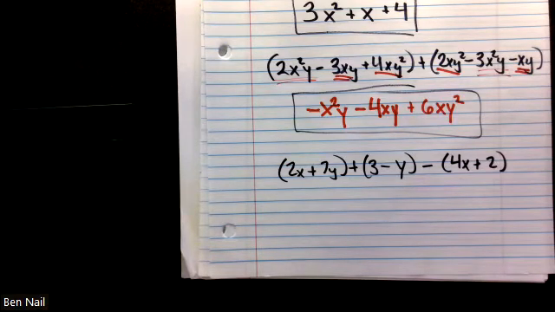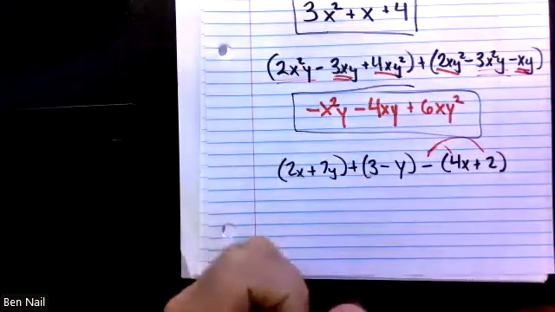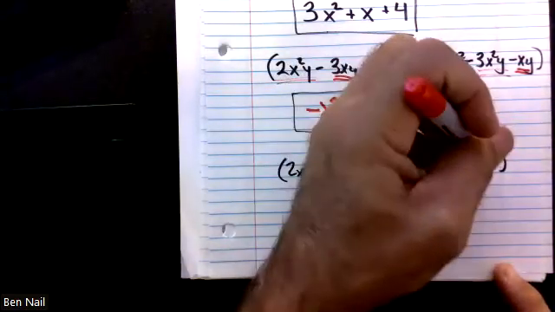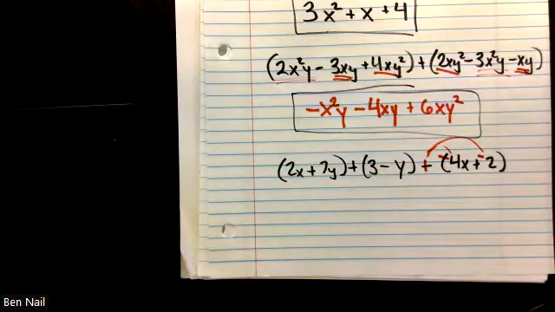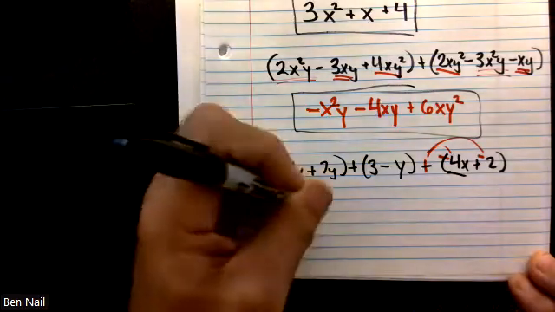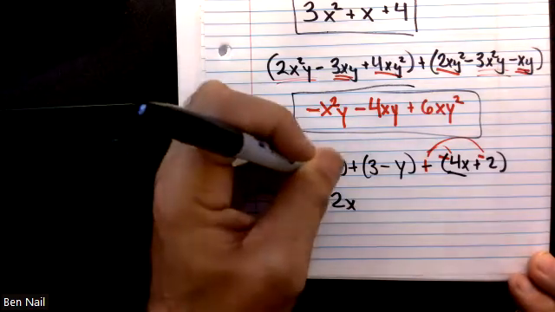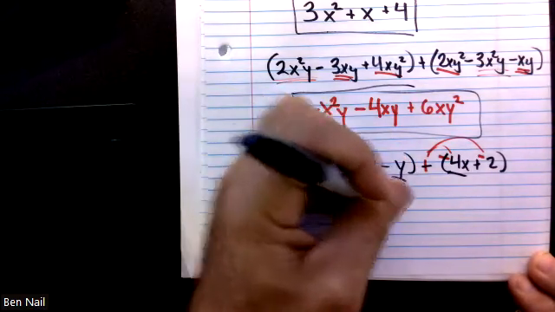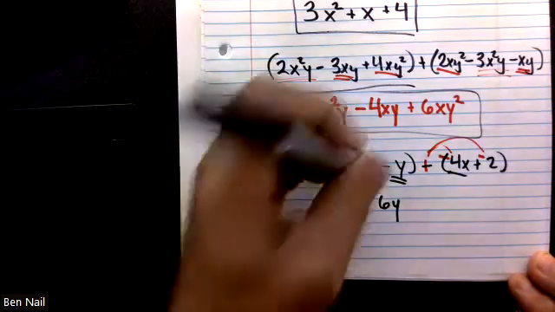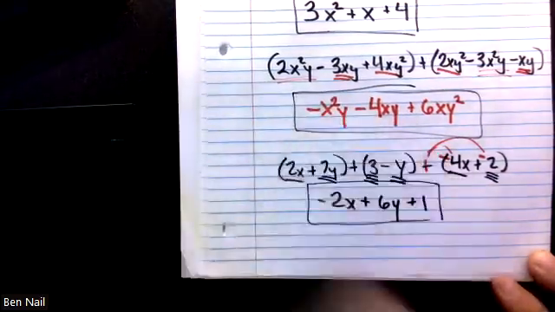So when you have a negative out in front of a polynomial, you distribute that negative. So this becomes adding a negative 4 and a negative 2. From there again, combine like terms, make sure you're combining stuff that is the same. So 2x plus negative 4x is negative 2x. 7y plus negative 1y is 6y. And then positive 3 plus negative 2 is a positive 1.